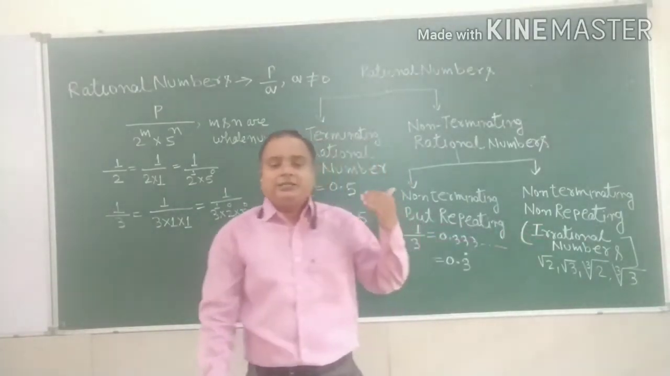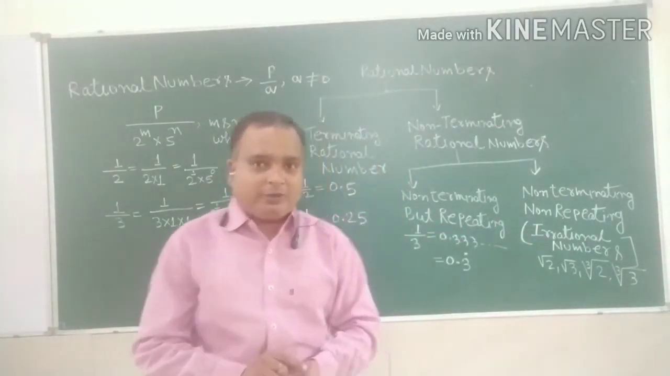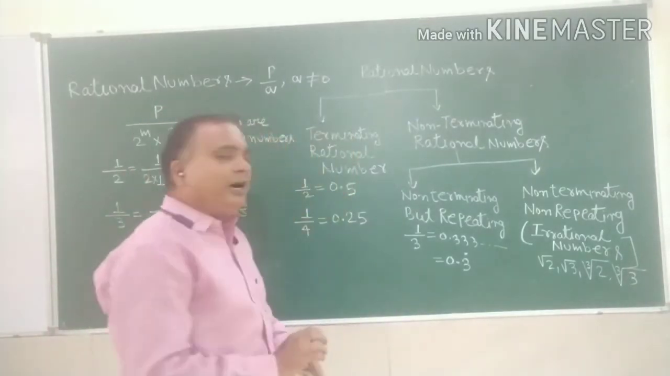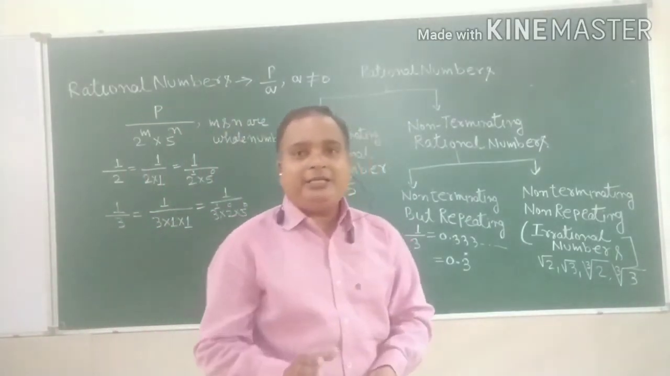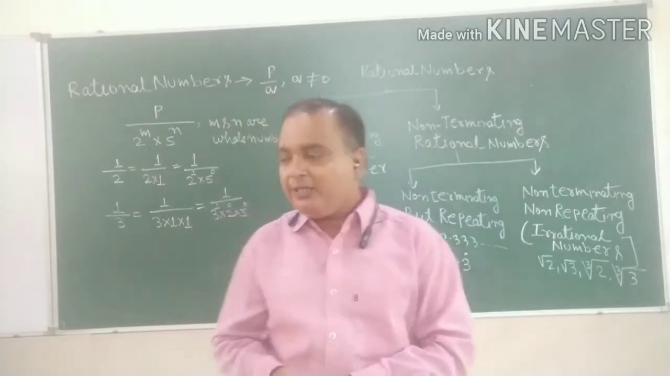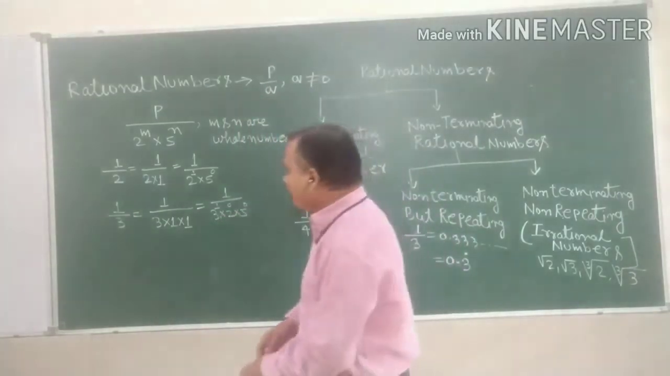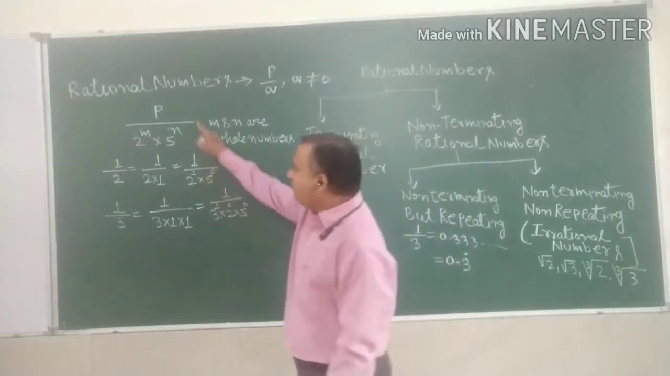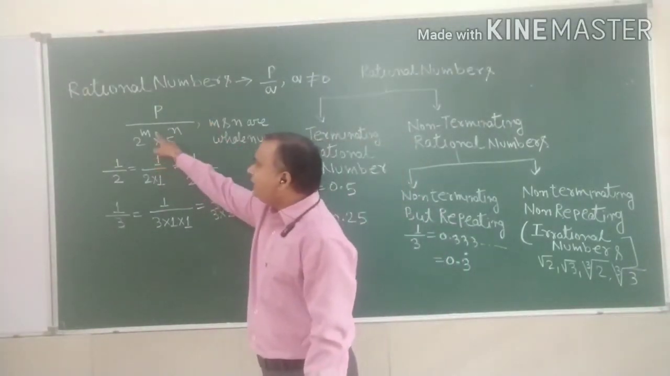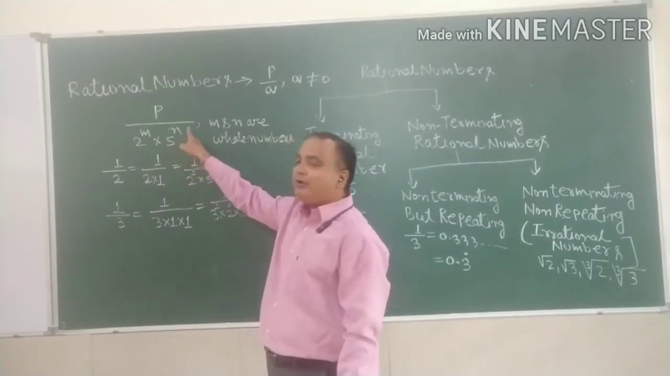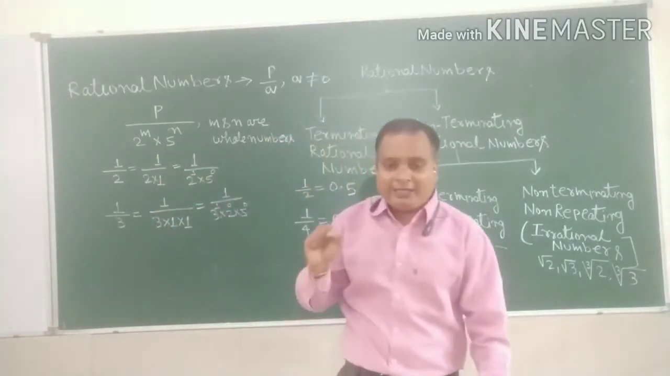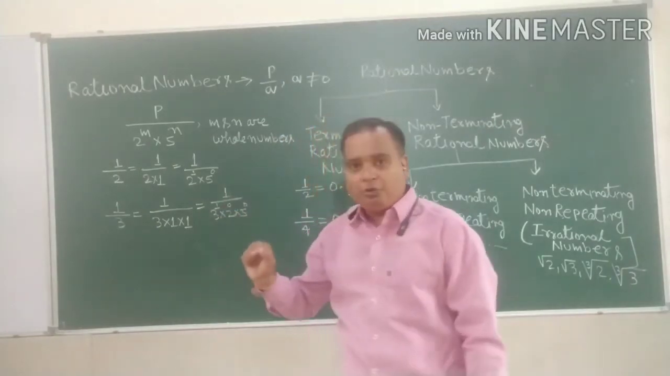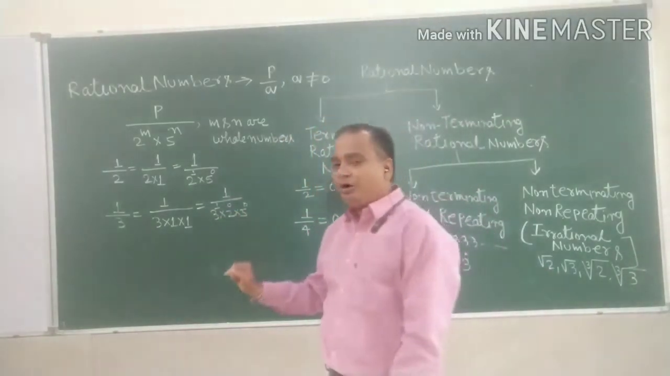That is the next topic of this chapter, because the chapter name is rational and irrational numbers. Now, how can we check whether the number is terminating or non-terminating? There is a criterion. If a rational number can be represented in the form of p upon 2 to the power m into 5 to the power n, where m and n are whole numbers, and that is the power of 2, and that is the power of 5.